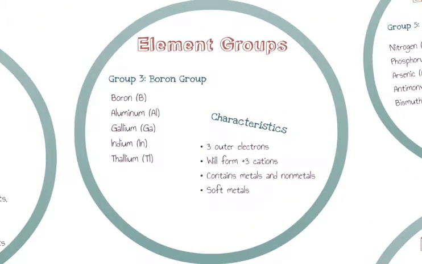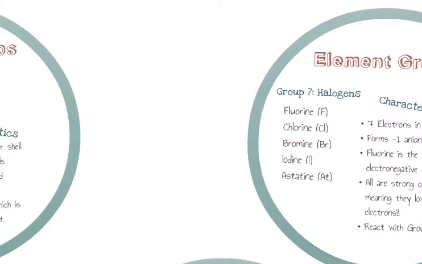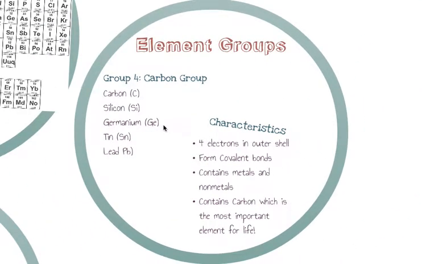Group 3 elements, known as the boron group, contain these elements. For our class, you don't need to know these by heart, but it's good to know that the group 3 elements form +3 cations because they lose 3 electrons. Our group 4, which I just called the carbon group, they have another name, but we don't need to worry about it.